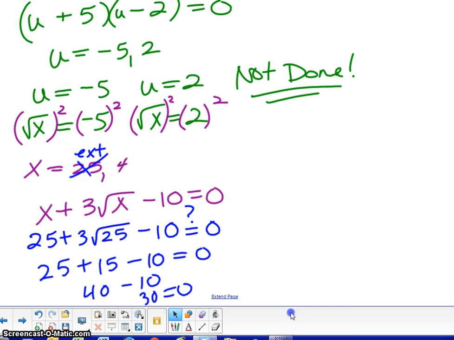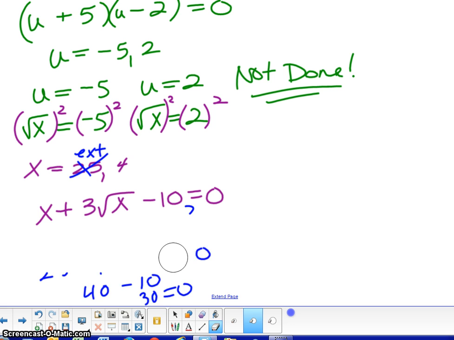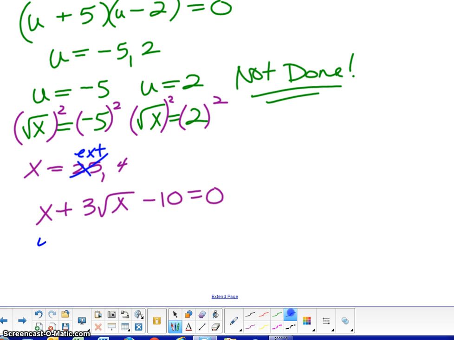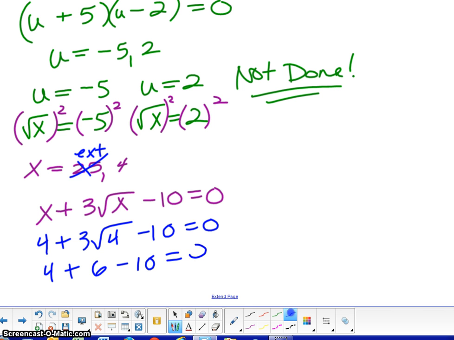Let's go ahead and check the next one. Everywhere I see an x, now I'm going to put a 4 in that spot. So 4 plus 3 root 4 minus 10. 4 plus 3 times 2 is 6. And I end up with 10 minus 10, which then is 0. So that is going to be your answer for the first example.